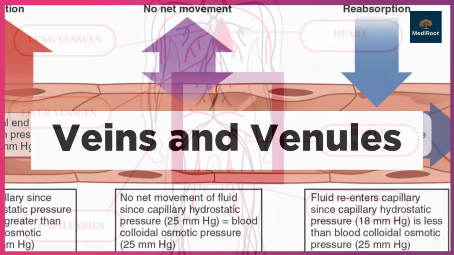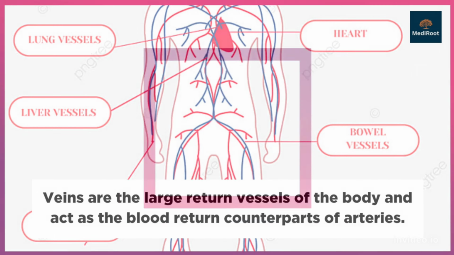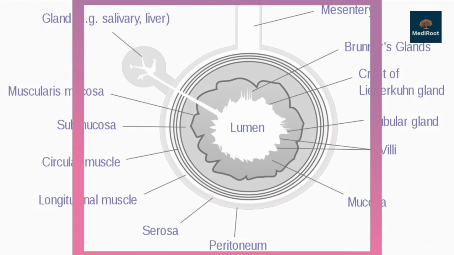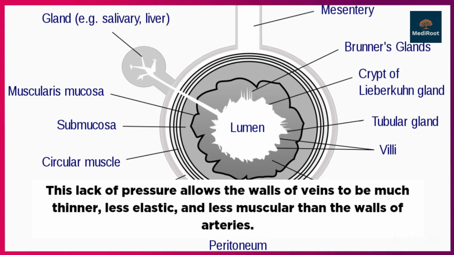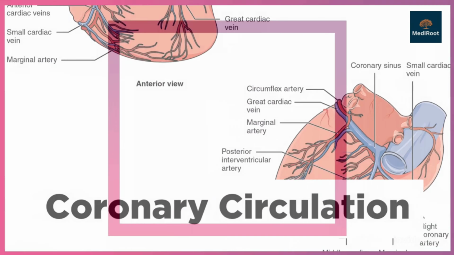Veins and venules. Veins are the large return vessels of the body and act as the blood return counterparts of arteries. Because the arteries, arterioles, and capillaries absorb most of the force of the heart's contractions, veins and venules are subjected to very low blood pressures. This lack of pressure allows the walls of veins to be much thinner, less elastic, and less muscular than the walls of arteries.